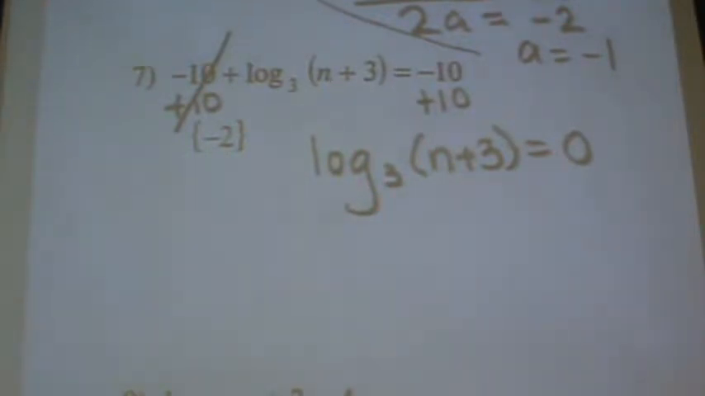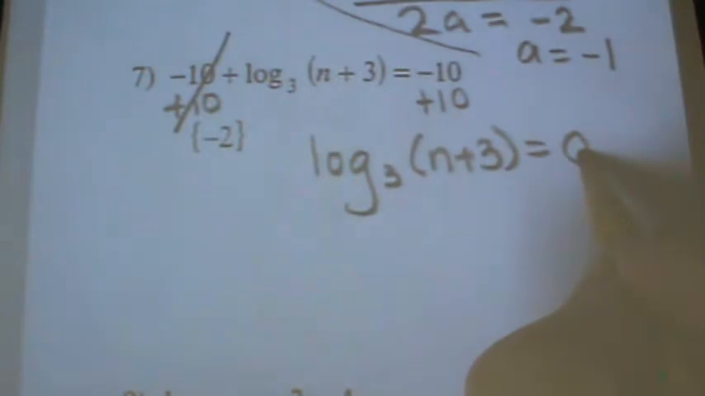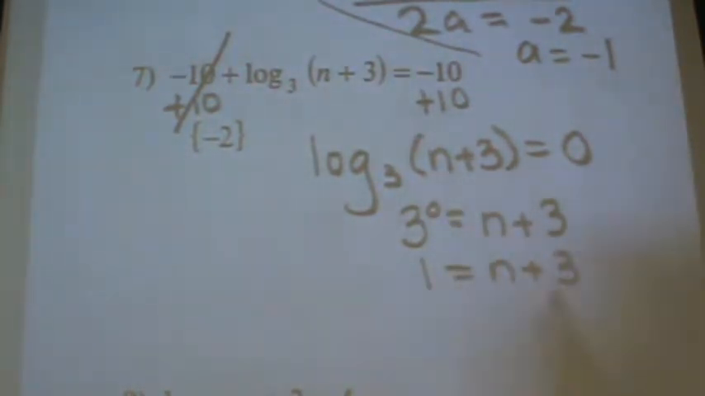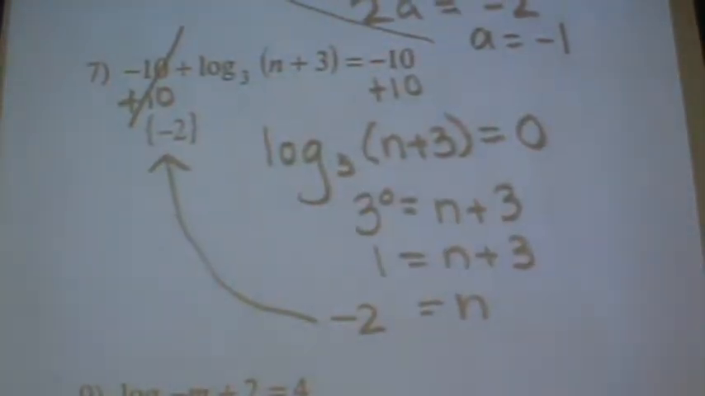So you're going to rewrite this as what? 3 to the 0 power is equal to n plus 3. And what is any number to the 0 power? 1, good. Then what do you do? Subtract 3. Subtract 3 from 1, and what do you get? n equals negative 2. And isn't that the answer? Yes. It is.